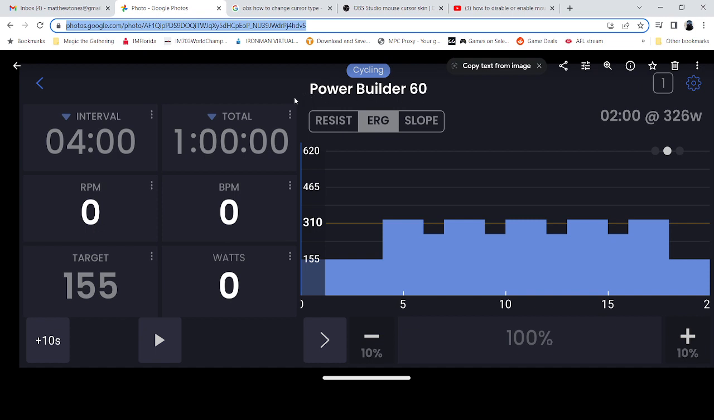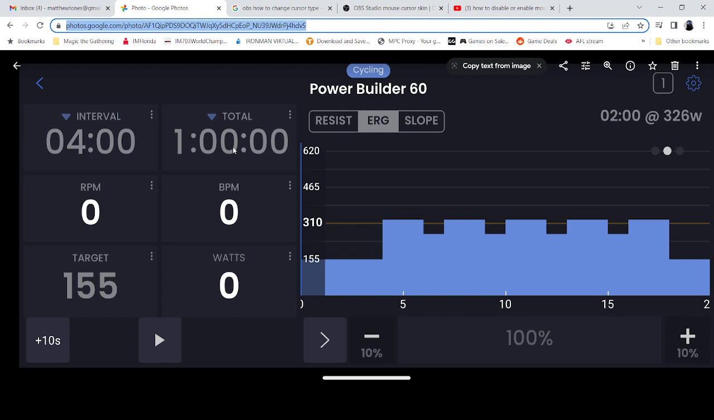So what we're looking at here, I'll start on the left, is your total time of the workout, which is 1 hour. Everything I say in this video relates specifically to this workout, unless I say otherwise. So this particular workout, Power Builder 60, goes for 1 hour. When you start, this will tick down, so you know how much time you have left. This particular part here, interval, refers to the part of the workout you're doing right now, and how long it goes for. In this case, 4 minutes, and again this will also tick down.